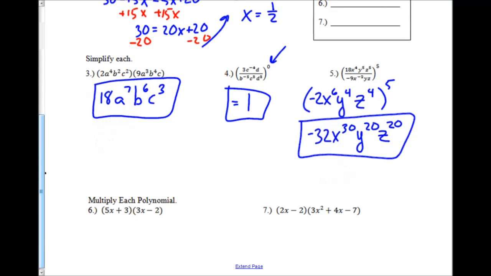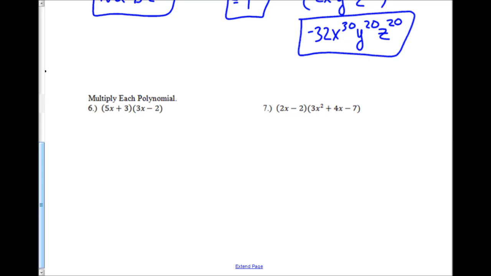If I look at the next one, I want to multiply the polynomials. So this time I have a binomial times a binomial. So you can think of this in terms of FOIL, or just think of it in terms of distributing. I distribute the 5x. So that's going to give me a 15x squared minus 10x.